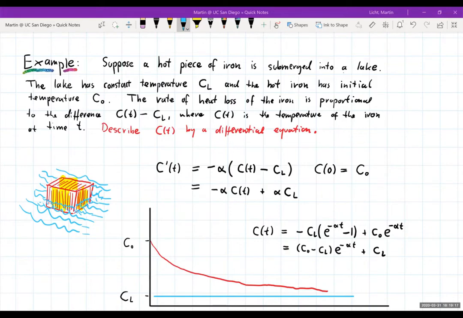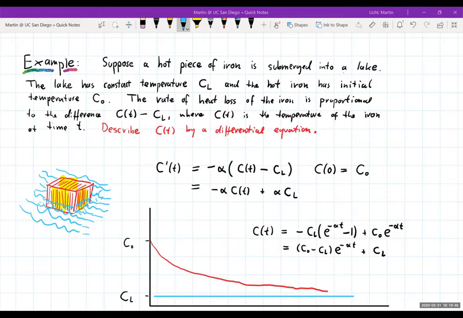Let's start with our first example. Now, suppose you are a recreational blacksmith and you own a forge, and you also have a huge lake right next to the forge. And so what you do in your free time is you heat a piece of iron, you make it really hot, and then you decide just to drop it into the lake.